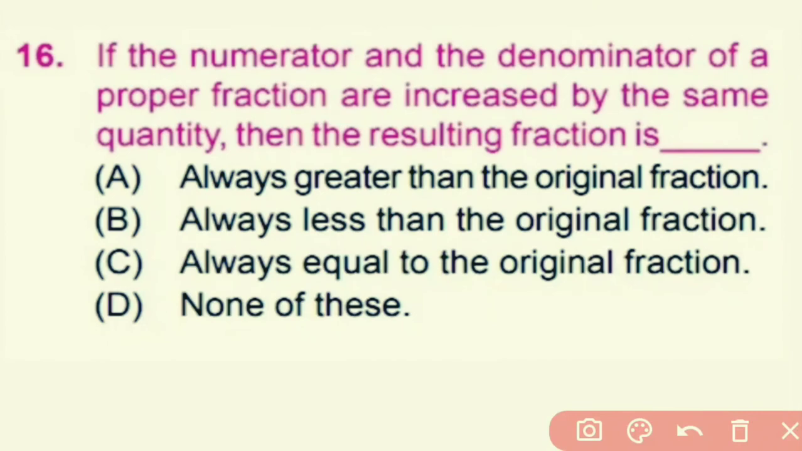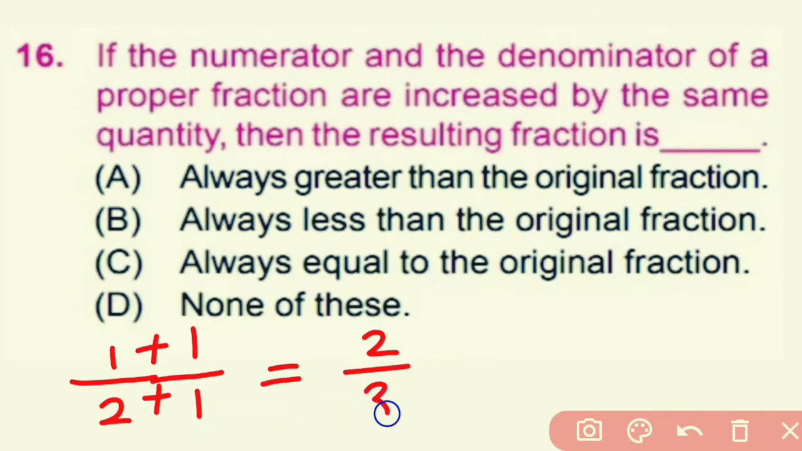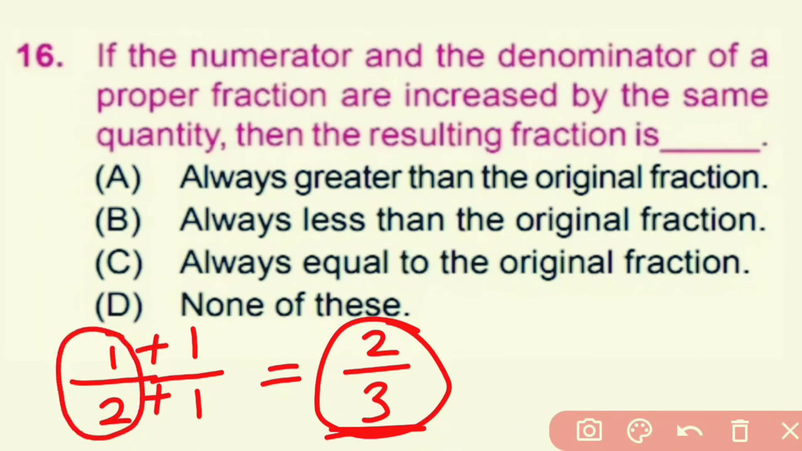Let's start with question number 16. If the numerator and the denominator of a proper fraction are increased by the same quantity, then the resulting fraction is dash. Here we take the proper fraction 1 by 2. Here 1 is the numerator and 2 is the denominator, and proper fraction means the numerator is always less than the denominator. So here we increase the numerator and denominator by the same quantity. The resulting fraction will be 2 by 3. So this resulting fraction is always greater than the original fraction. So here A is the correct answer.